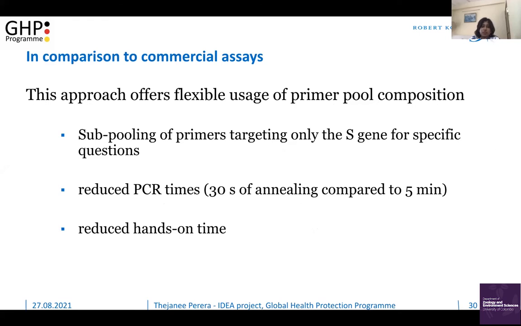In comparison to other commercially available assays, this amplicon approach offers a flexible usage of primer pool composition. Since you design the primers and you know where they bind, you can use primers targeting only the S gene for specific questions. It also reduces the PCR time: 30 seconds annealing time for primers instead of 5 minutes. And it also reduces hands-on time using this assay.